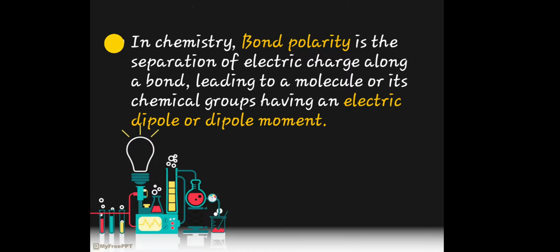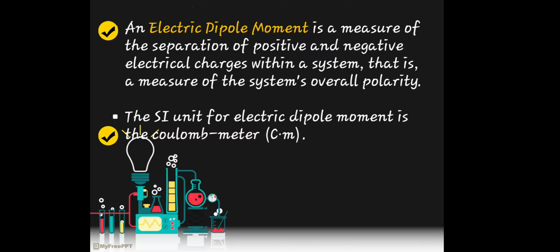That's why it's called an electric dipole or dipole moment, because in bond polarity, you will be separating the positive and negative charges of each element. So what are those charges? We have positive charge and negative charge. Okay, continue. An electric dipole moment is a measure of the separation of positive and negative electrical charges within a system. That is a measure of a system's overall polarity.